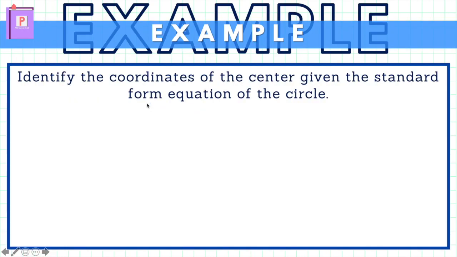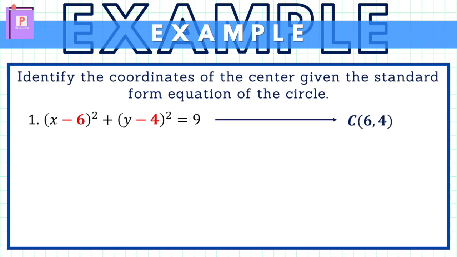So for example, we have the following equations. We have the quantity of x minus 6 squared plus y minus 4 squared is equal to 9. So if we are to identify this center, where here we have negative 6 and negative 4, we just need to reverse the sign, so we can assume that the coordinate is 6, 4.